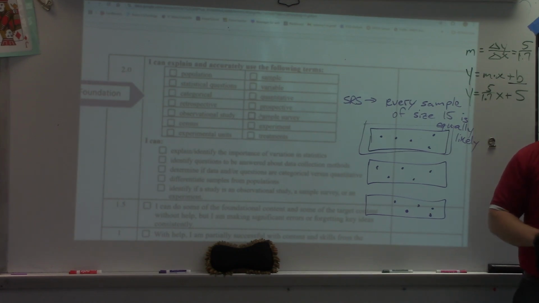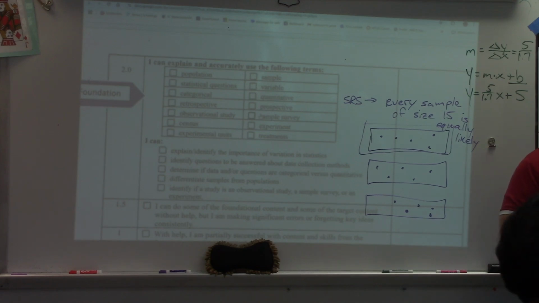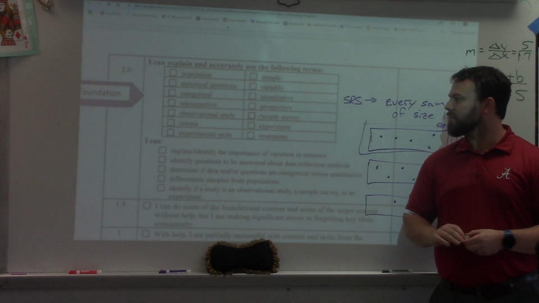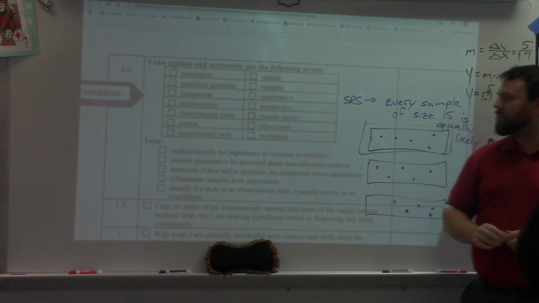A census: ask everybody in the population. How often can we do a census? Next to never, unless we could. It just asked a question about what a census was. Essentially we do a census of our AP Stats students in this building.